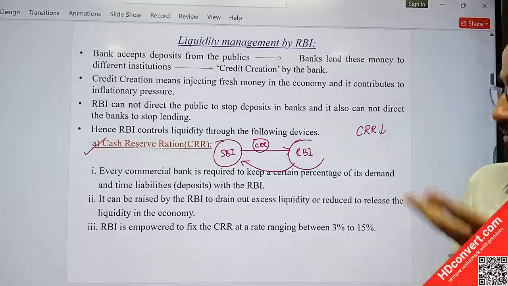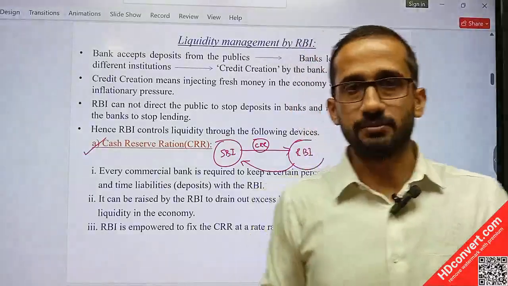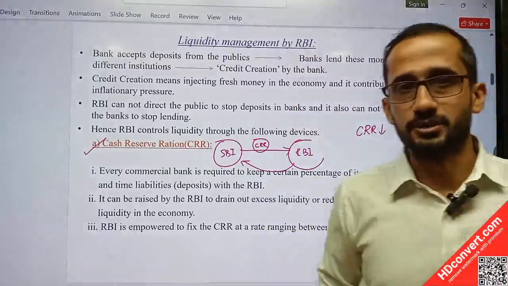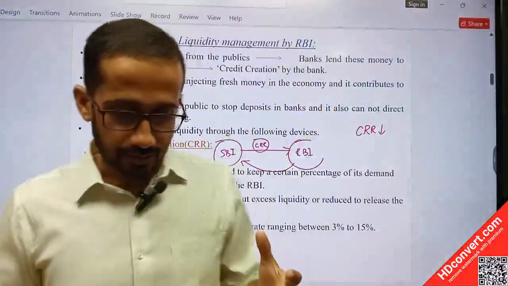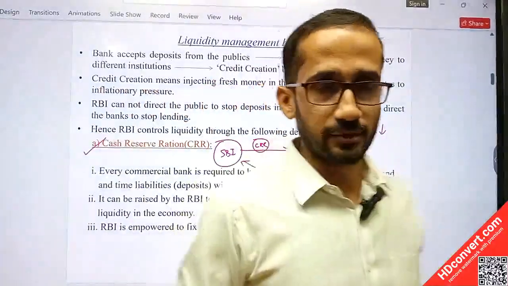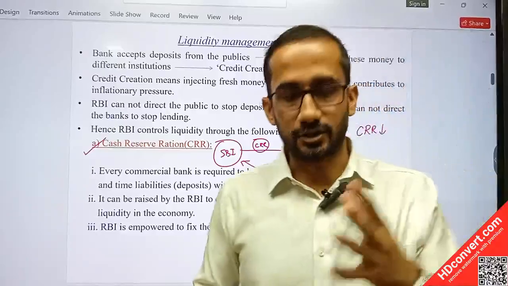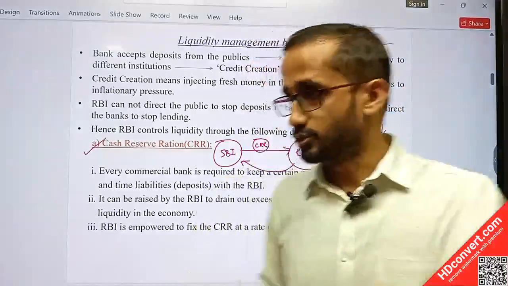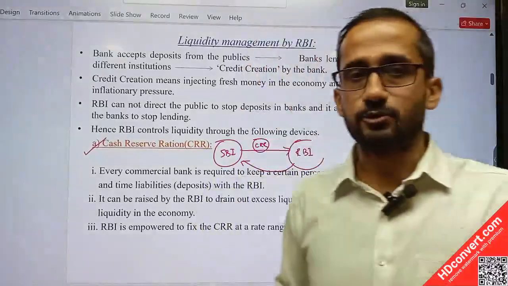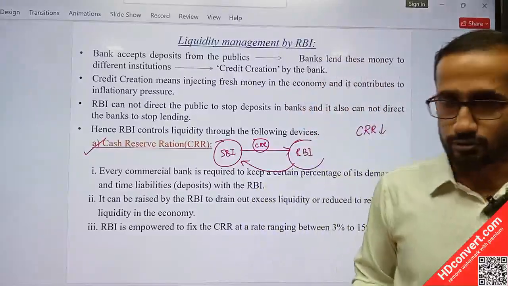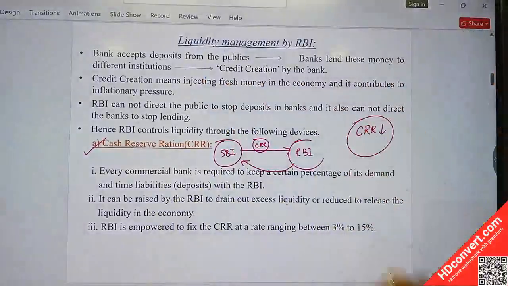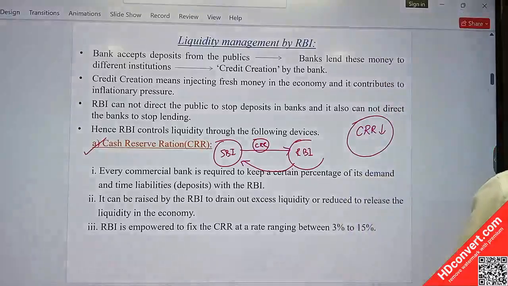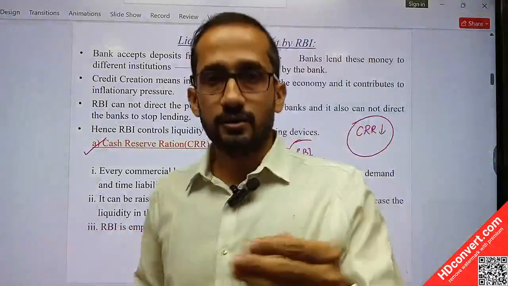Then there will be more money with the banking system, and banks will be able to give more loans. There will be more economic activities and more employment generation, which will also increase the purchasing power of the people. When purchasing power increases, demand increases, which will lead to an increase in production and ultimately promote growth. So in order to promote growth, RBI will decrease CRR, whereas in order to control inflation, RBI will increase CRR.